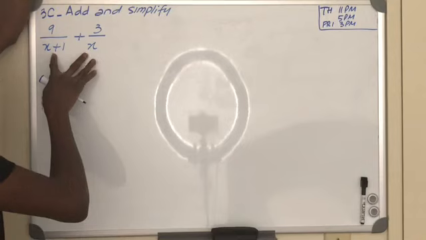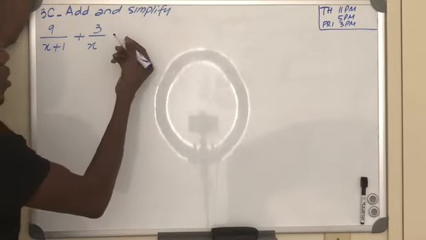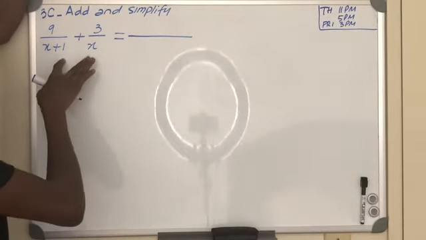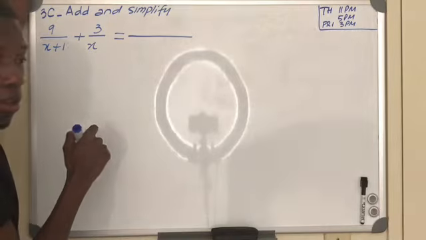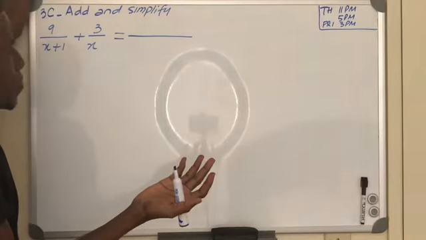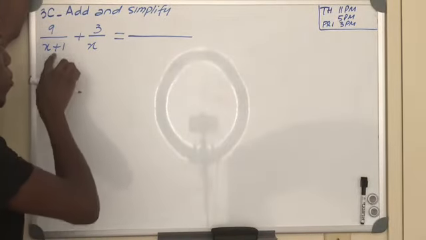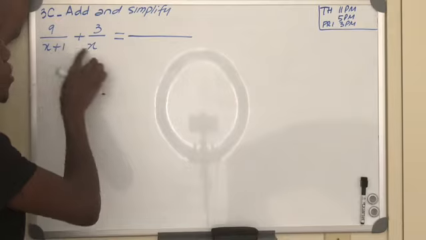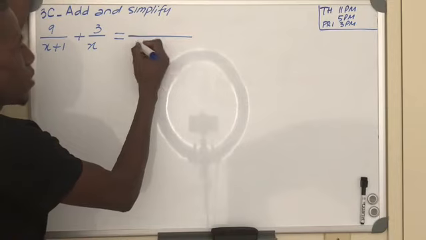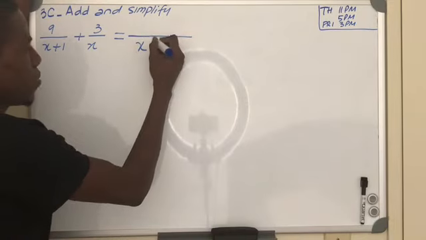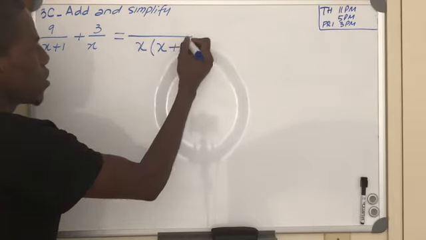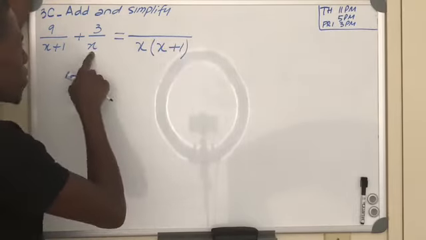Because the two denominators are not common, we have to remember, if it's numbers and the denominator is not common, you just multiply the denominators. You do the exact same thing when you have a variable. Because these two denominators are not common, you just multiply them and put them in the denominator right here. When I multiply them, I take x times x plus 1. I have x times x plus 1.